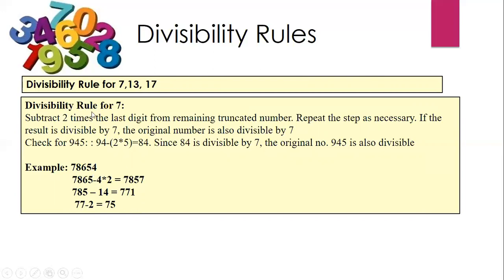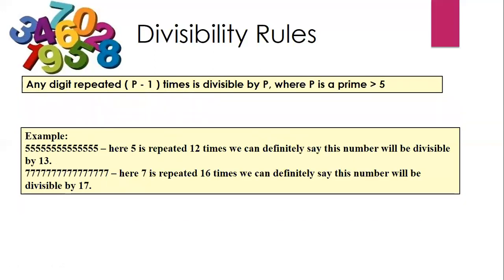By using the same concept, we can find the divisibility rule for 13 and 17, but it is not an easy way, it is a lengthy process. So I have not explained 13 and 17. As of now, we'll just stick with the remaining divisibility rules and know the divisibility rule for 7. And one more rule: any digit repeated p minus 1 times is divisible by p, where p is a prime number greater than 5.